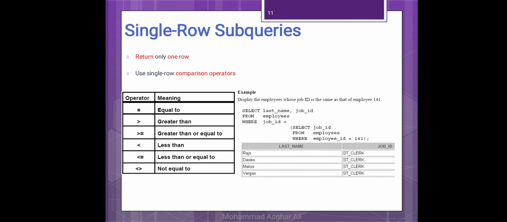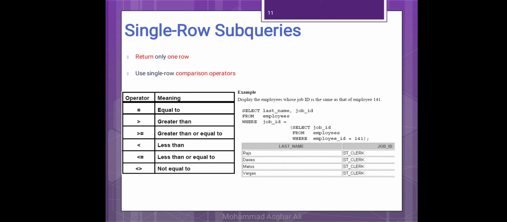Single row subqueries return only one row. Use single row comparison operators. In this case, we use the comparison operators equal to, greater than, greater than or equal to, less than, less than or equal to, and not equal to. This is the question: display the employees whose job ID is the same as that of employee 141. It shows the employee job ID which is the same as that of employee 141.